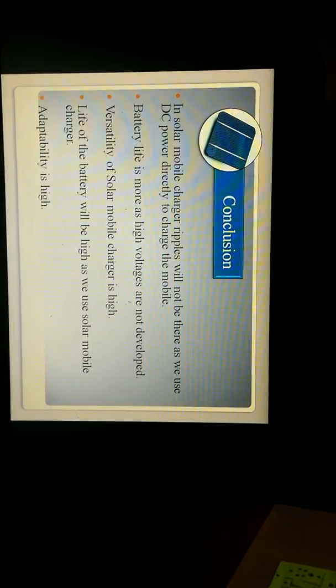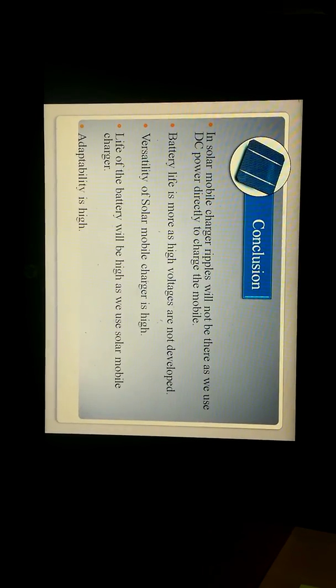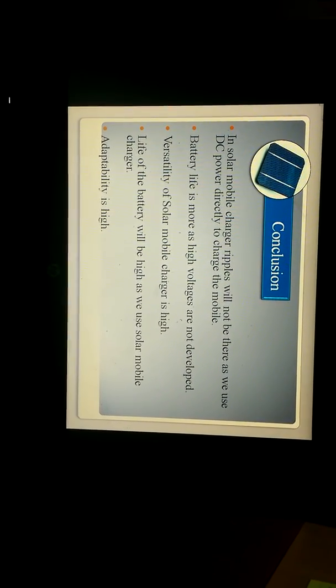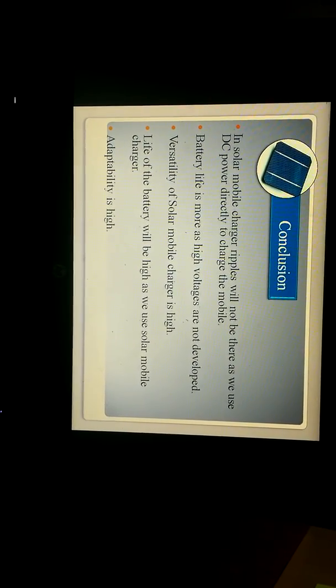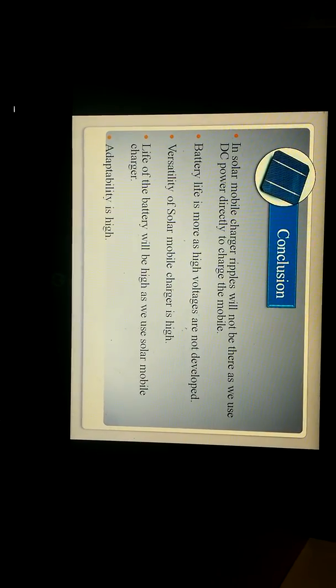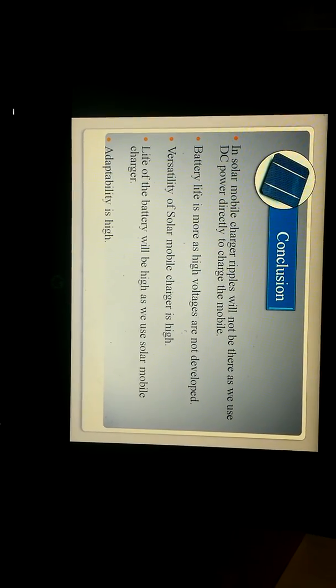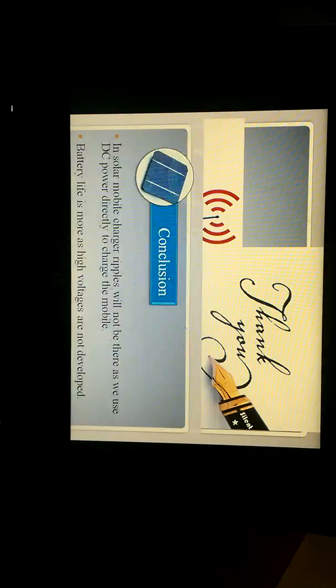In a solar mobile charger, ripples will not be there as we use DC power directly to charge the mobile. Battery life is more as high voltage is not developed, whereas the stability of a solar mobile charger is high, and adaptability is high. Thanking you.